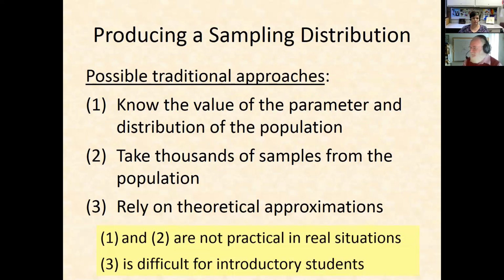And I think what's pretty clear is that the first two options here are really not practical in real situations. We don't know the value of the parameter. We probably don't know the distribution of the population. It's not feasible to take thousands of samples from the same population. So those really you can't do. And relying on theoretical approximations is something I think is difficult for introductory students to deal with, because you've got to go through a lot to get to those introductory methods.